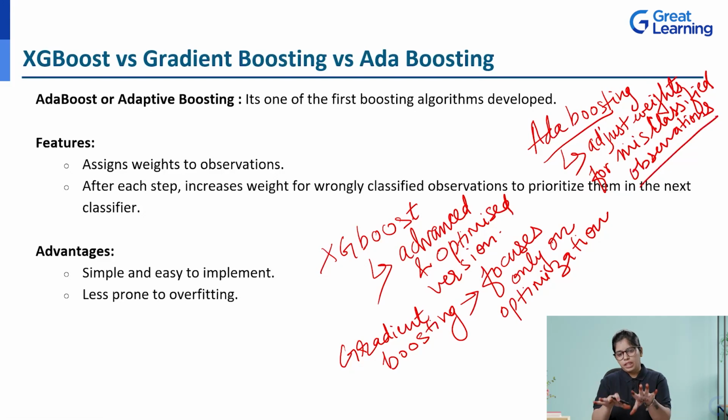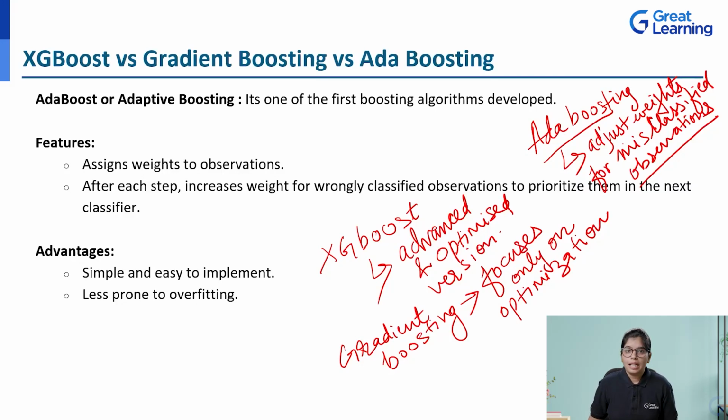So now we have three methods over here: XGBoost, gradient boosting, and AdaBoosting. Why do we use XGBoost? It is the advanced version. Gradient boosting basically focuses on optimization. AdaBoosting just does the adjustment part, adjusting the weights for misclassified observations. So out of these three, that's why we prefer XGBoost. Why? Because it works so well with larger data sets. So this is all about the difference between these three methods and why we opt for XGBoost.